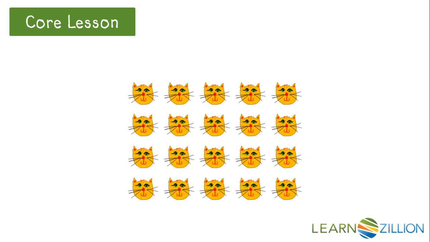Here is an array of cats. There are 1, 2, 3, 4, 5 columns, 1, 2, 3, 4 rows. One way we can write an equation for this is by using our 5 columns of 4 kitties. This would make our equation of equal addends 4 plus 4 plus 4 plus 4 plus 4.